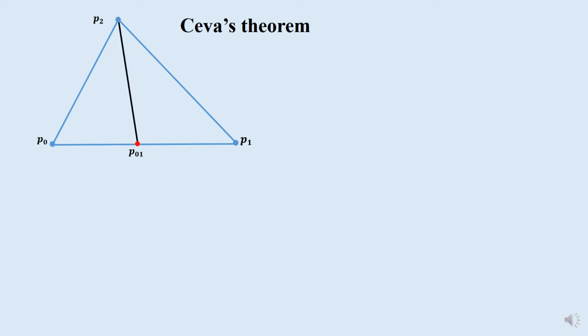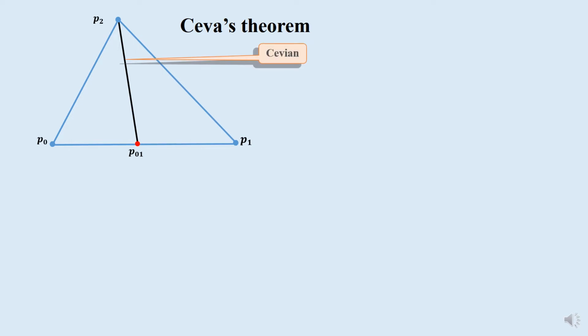Ceva's theorem is about triangles. Here is a triangle, or a two-dimensional simplex. Let's pick a point on the side P0, P1 of the triangle and call it P01, because it's on P0, P1, and draw a line from P2 to P01.